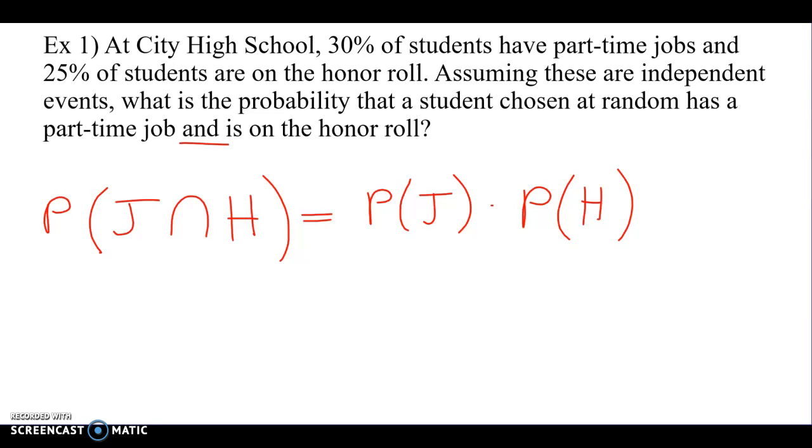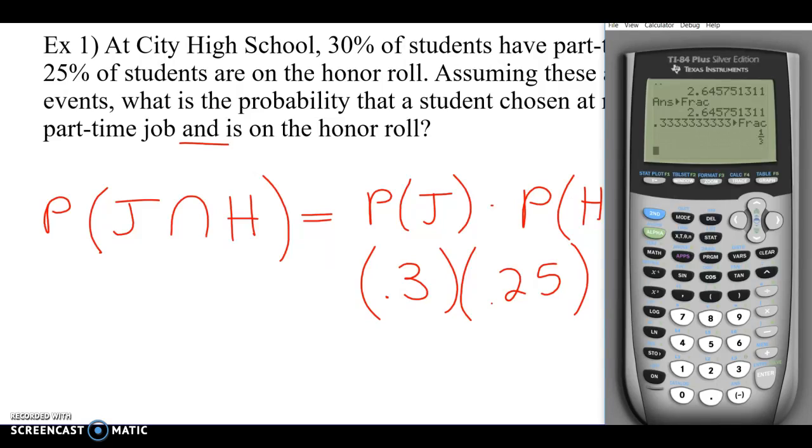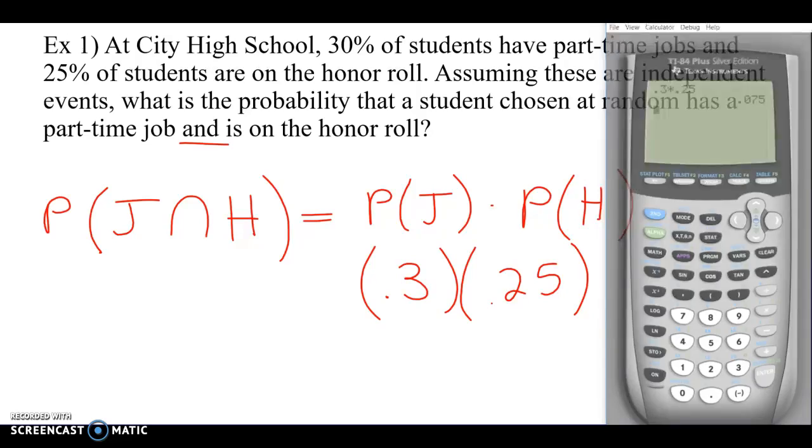So the probability that they have a job is 0.3, which we know is 30%. This is what we practiced last class. Times the probability that they're on the honor roll, which was 0.25. So in your calculator, just do 0.3 times 0.25. We get 0.075.